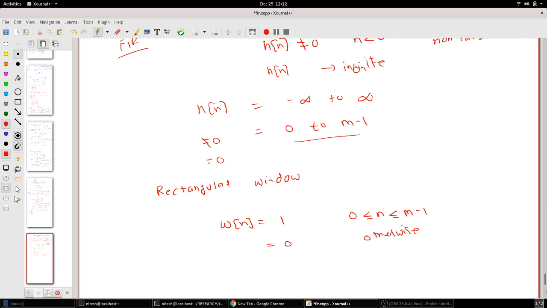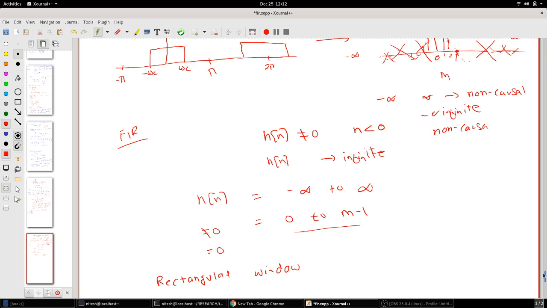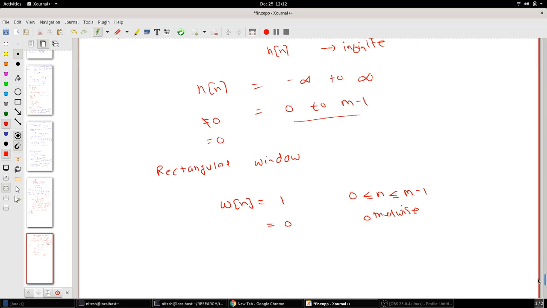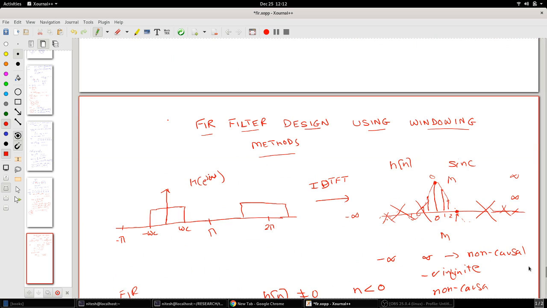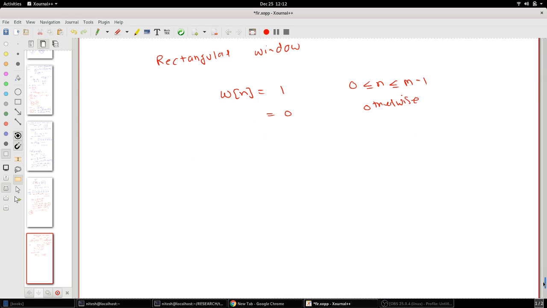This window function is, so let's go back to this example, h of e raised to j omega. Let me just copy this and redraw it. So you have this here, which is the frequency response from minus omega c to omega c, h of e raised to j omega. This is periodic in 2 pi.